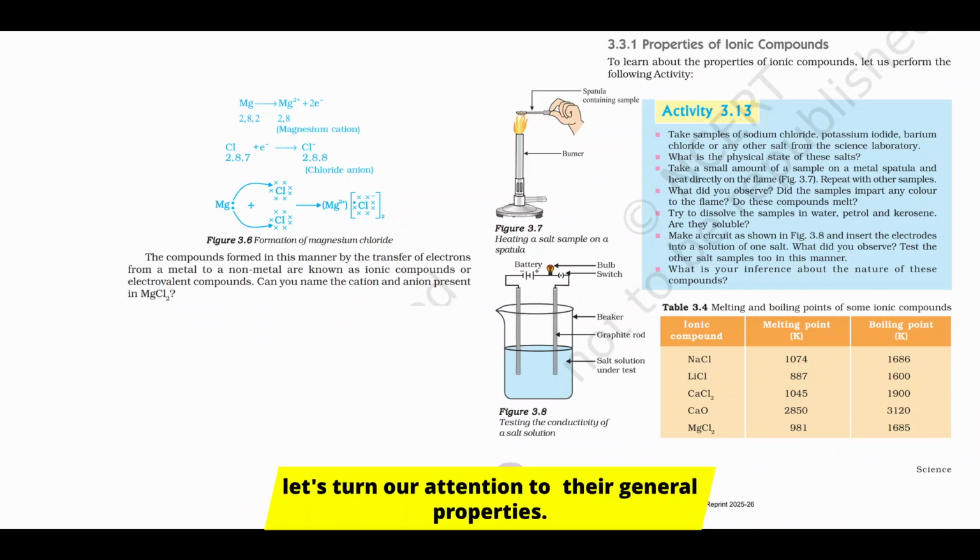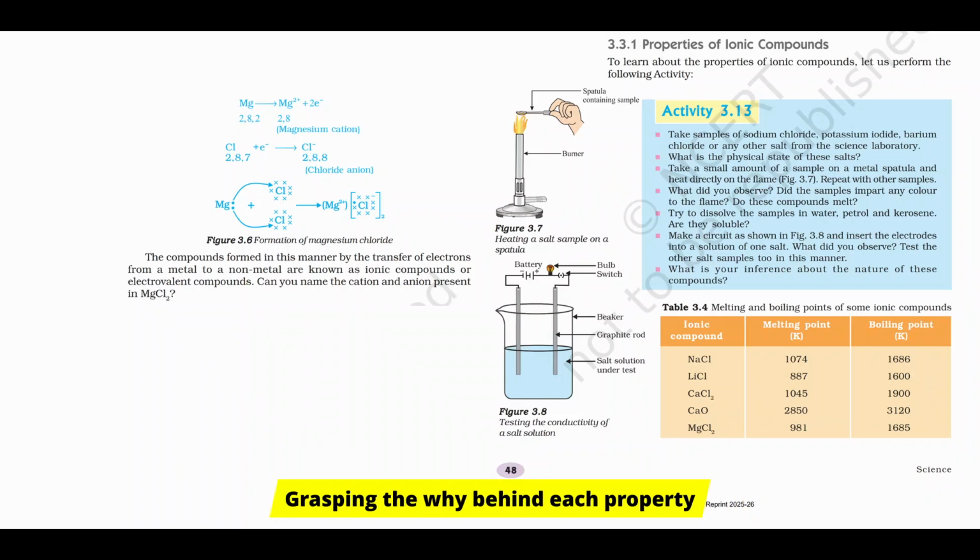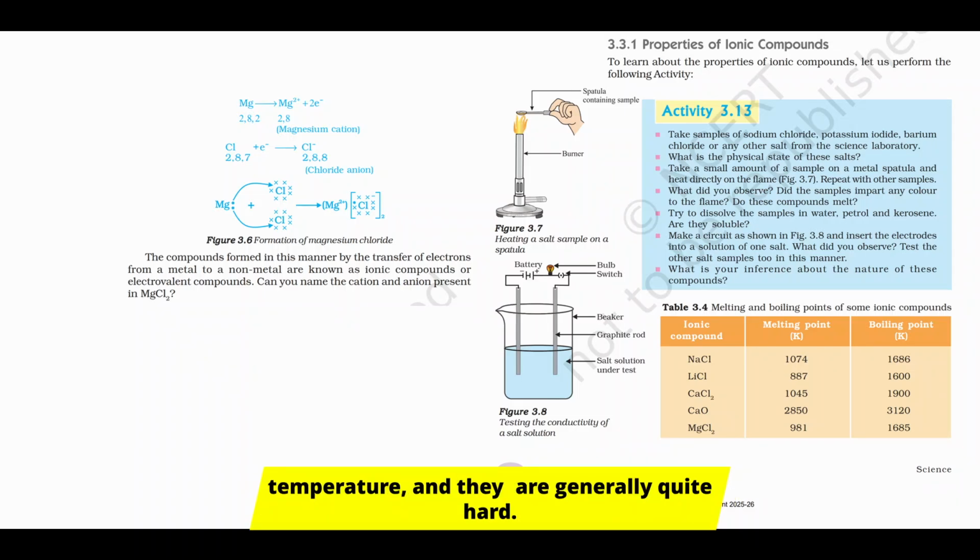Okay, now that we have a clear picture of how ionic compounds form through this transfer of electrons, let's turn our attention to their general properties. These characteristics are frequently tested both in theoretical questions asking why they have these properties and in application-based problems. Grasping the why behind each property is crucial for your exams. First, let's consider their physical nature. Ionic compounds are typically solids at room temperature, and they are generally quite hard.